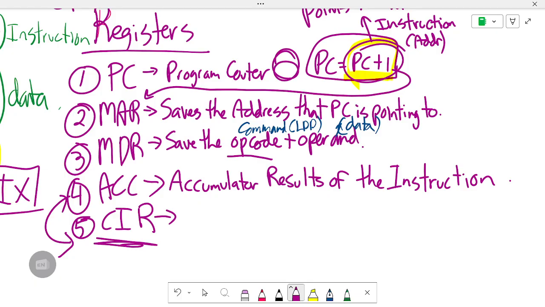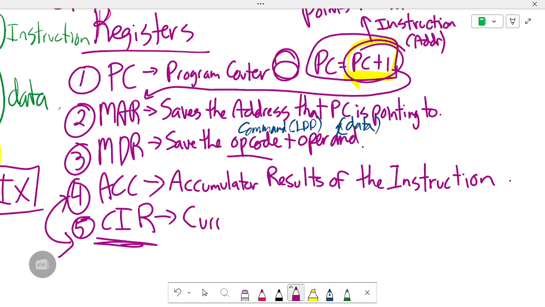Wendy, CIR. What does CIR stand for? Have a look. This is review. Look in your notes. Look in your textbook. What is CIR? Do you have your textbook? No? Oh yeah, my book. CIR is the current instruction register, and it just saves from the MDR. We send the command into the current instruction register.